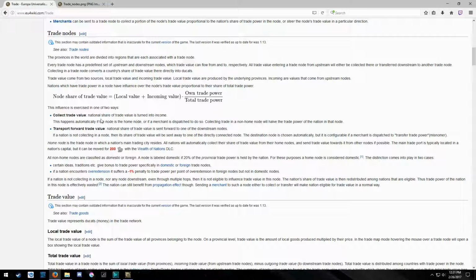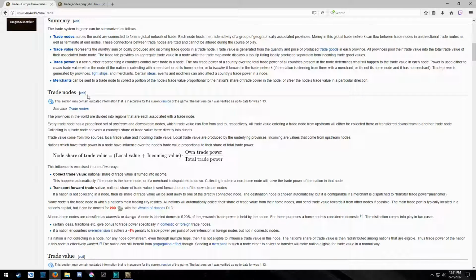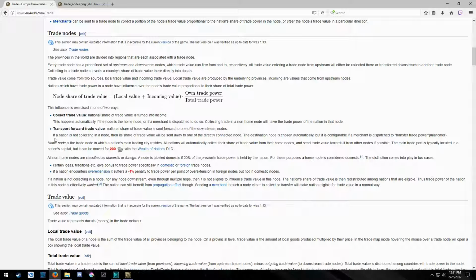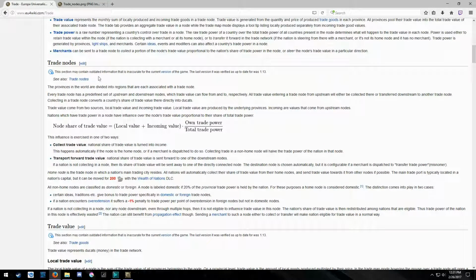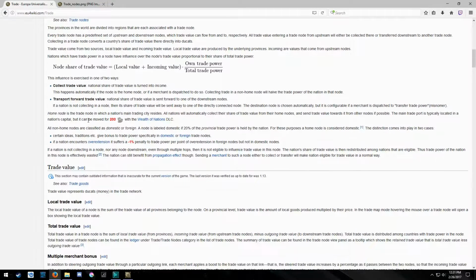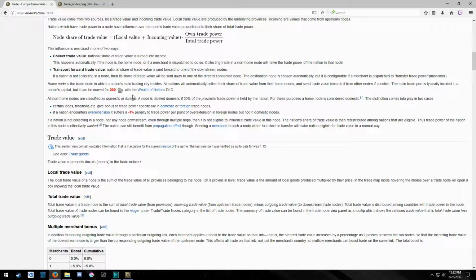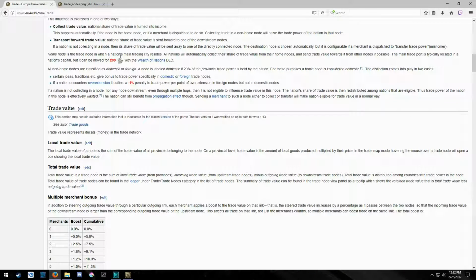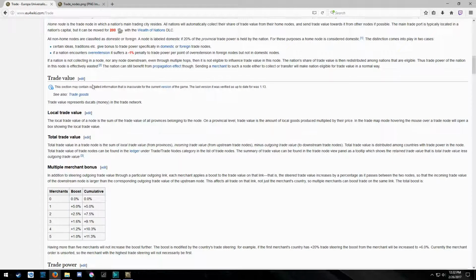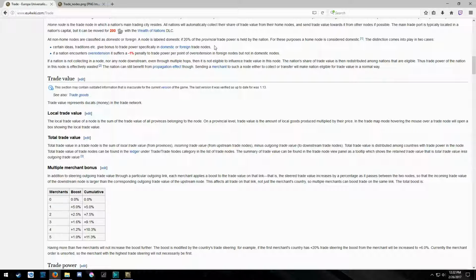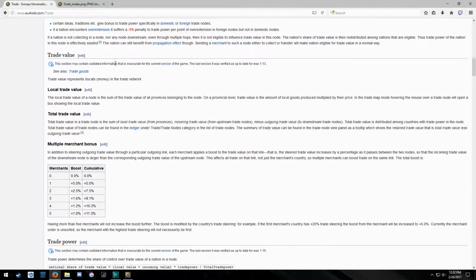And yeah, so you collect from there automatically, and you can have merchants, we'll talk about them later, who can collect trade. Otherwise, if you have trade value in the node, you will automatically be transferring it forward. If you have a merchant, you can steer that. Otherwise, it just chooses a direction to go. It does mention Wealth of Nations DLC. When I get to Wealth of Nations DLC, I'll explain more about that. So you can have bonuses for ideas, traditions, and other things. And you can suffer a penalty for overextension.